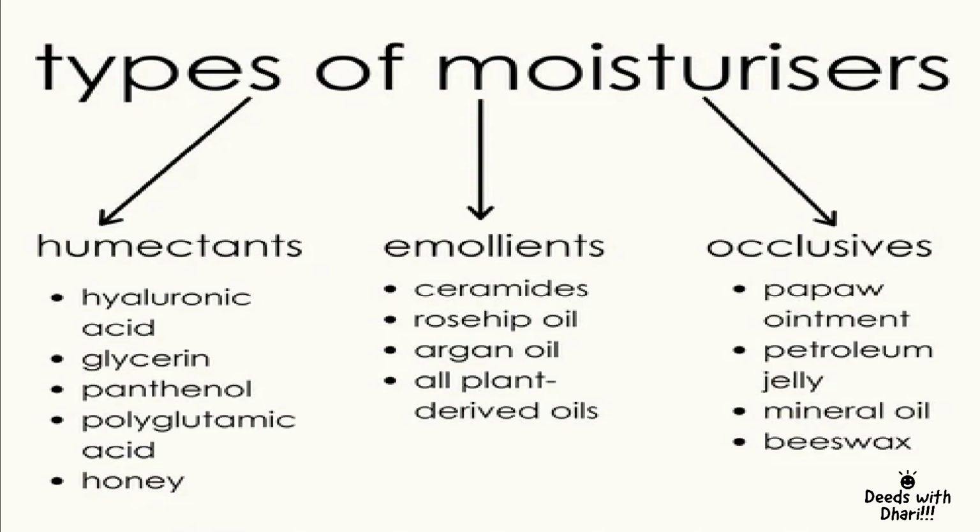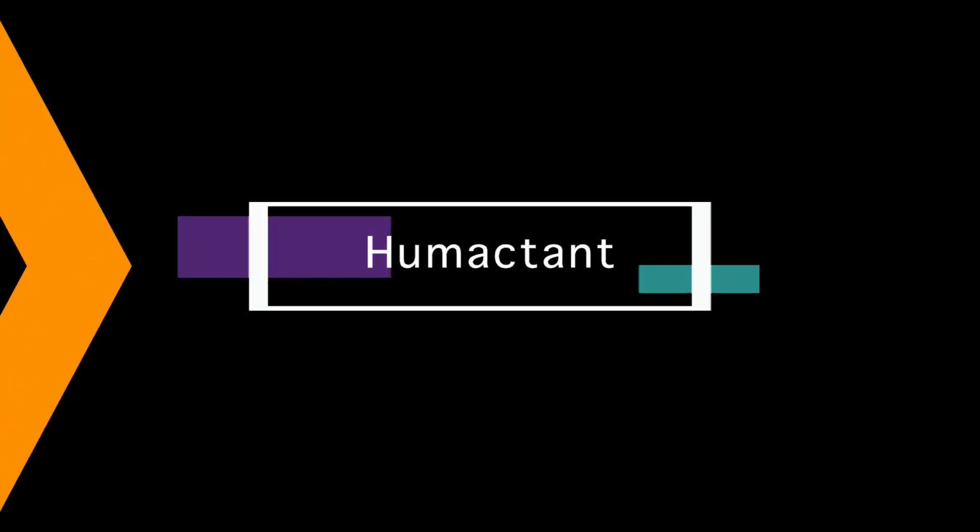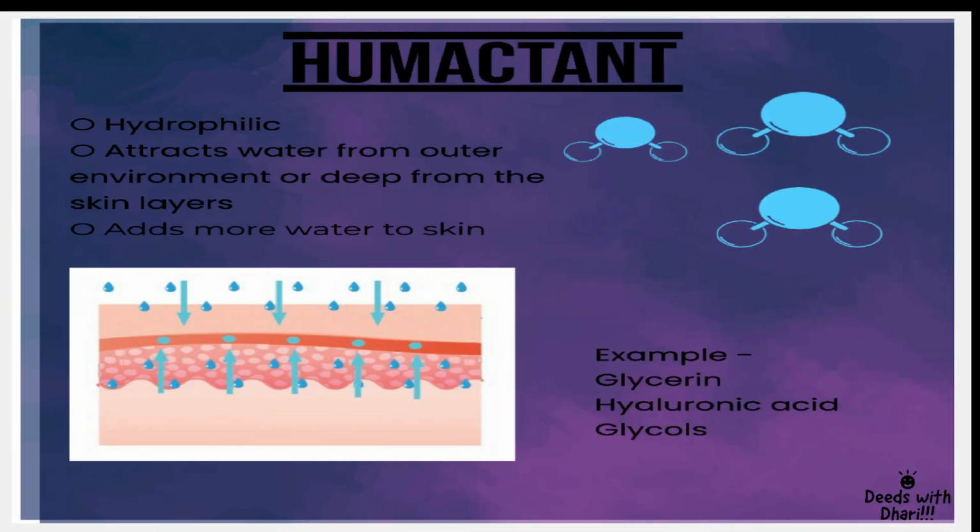Let's now see the different nature of these moisturizers. Humectants. These are hydrophilic compounds that work by attracting water molecules from the outer environment or from deep within the body, ultimately adding more water to the skin. For example, glycerin, hyaluronic acid, glycols.